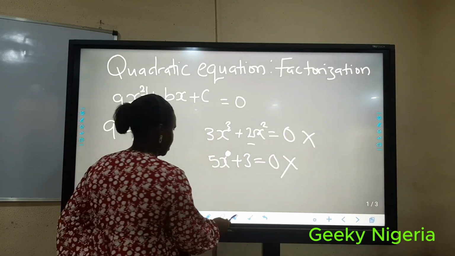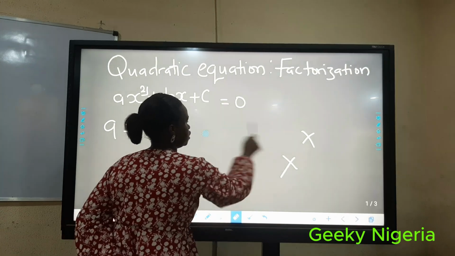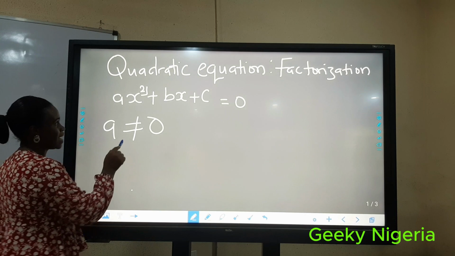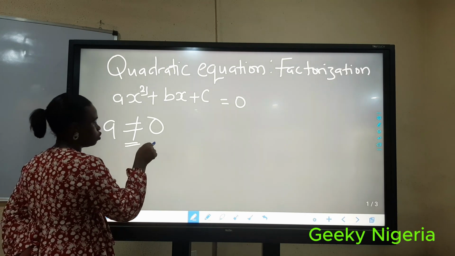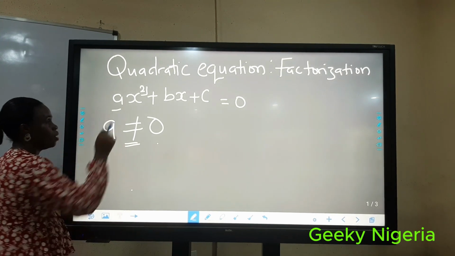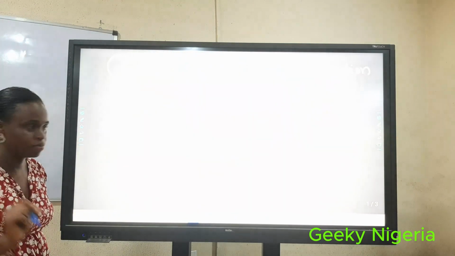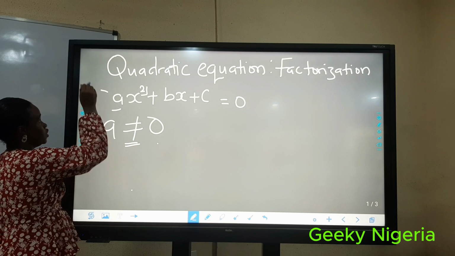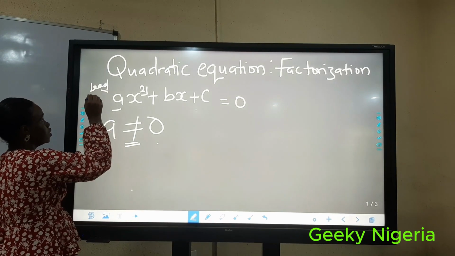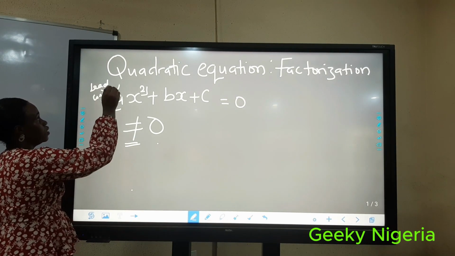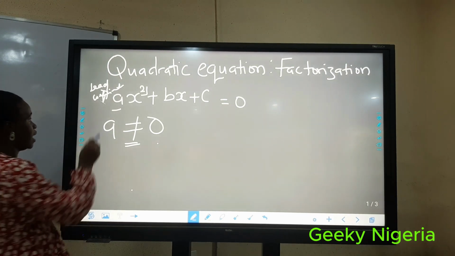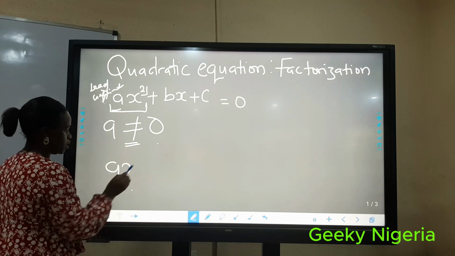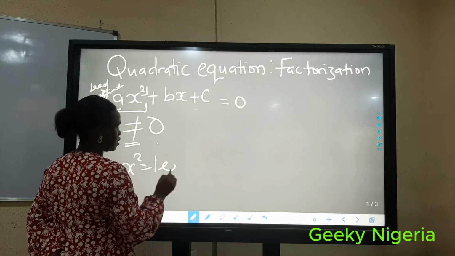So with that being said, it means that for a quadratic equation, the coefficient of a cannot be equal to 0. It means a must have a value, and that is called the lead coefficient. The lead coefficient must have a value, and this is called the lead term. That's ax squared. It's known as the lead term.